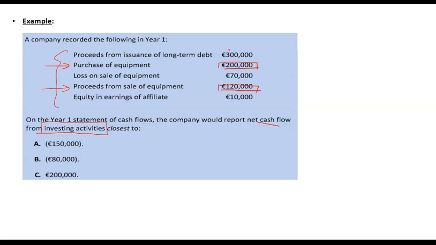What is proceeds from issuance of long-term debt? This is cash flow from financing activities. And equity in earnings of affiliate. If cash is being received, then it will go to investing activities, but here there is only constant equity, there is no change, or there is no cash being received or paid. So these two elements, 200 and 120. Purchase of equipment will be an outflow, so minus 200, and proceeds from sale will be an inflow, so plus 120. This should be your answer, B.